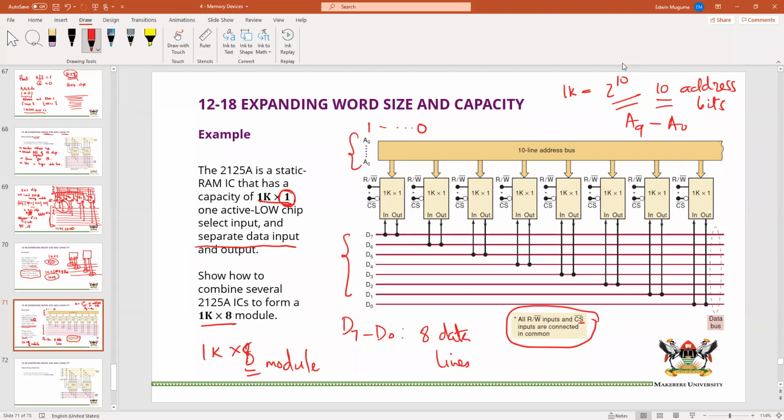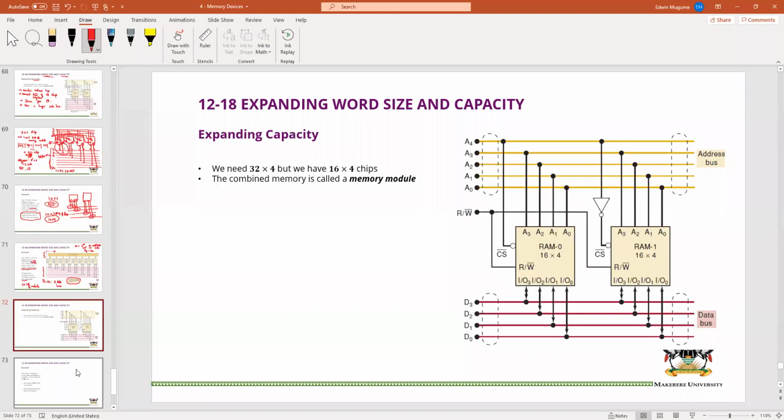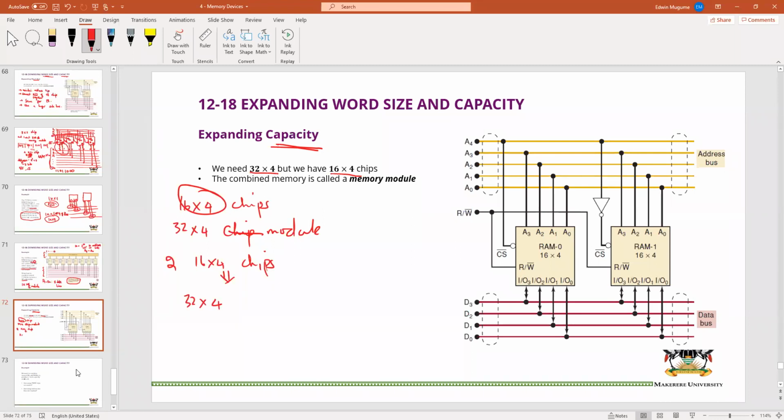Okay. If there are no questions, let's continue. Now we want to look at how to expand capacity, and here we are using number of words. I mean, even the case we've seen previously also expands capacity. But here when we say capacity, we are trying to say that we are increasing the word size. Now we have 16 by 4 chips. We want to create a 32 by 4 module. I should call it a module. Now clearly here we need two of these, okay? Two 16 by 4 chips to create a 32 by 4 module.